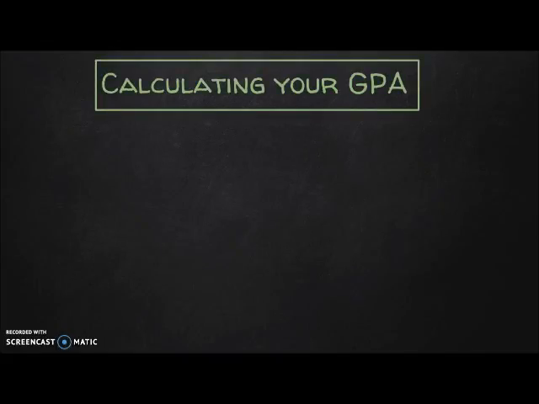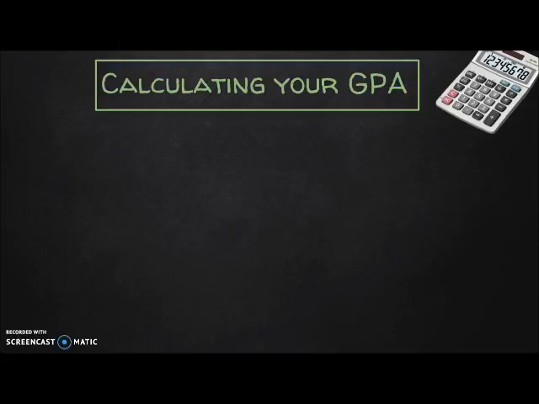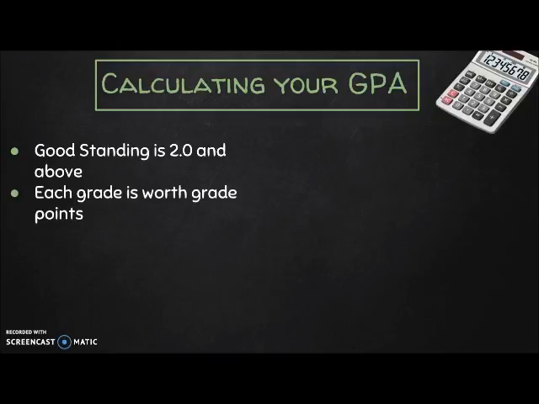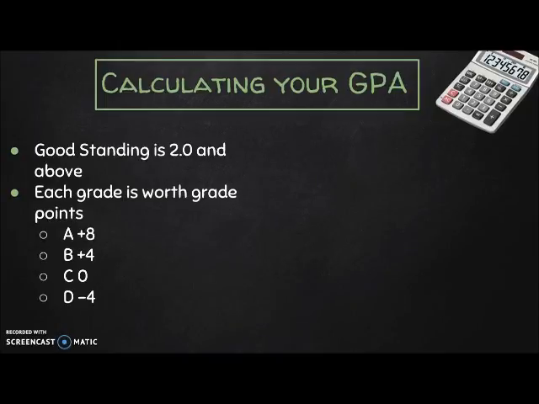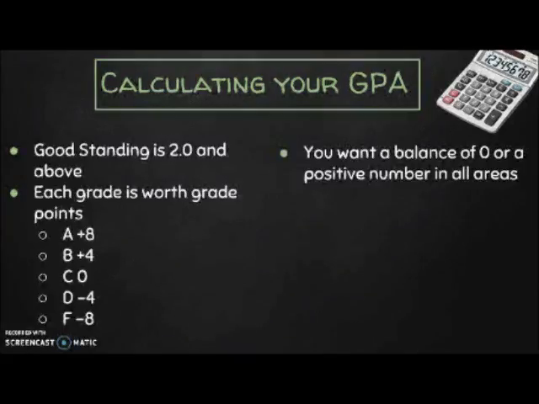So you may be wondering, how do you calculate your GPA? You need to be in good standing, and that's a 2.0 and above. Each grade is worth grade points. For example, an A is worth positive 8 points, a B is worth positive 4 points, a C is worth 0 points, a D is worth negative 4 points, and an F is worth negative 8 points. You want a balance of 0 or a positive number in all areas.